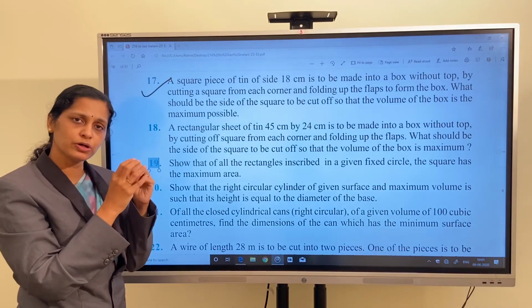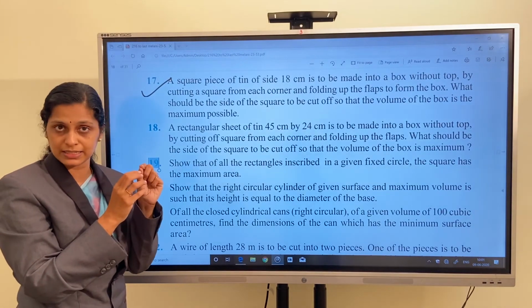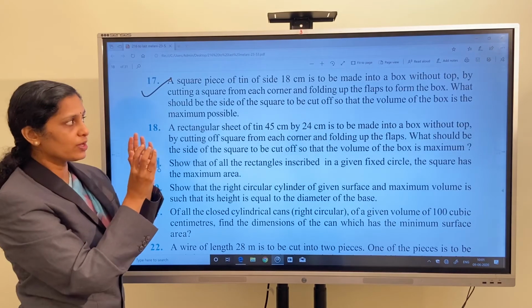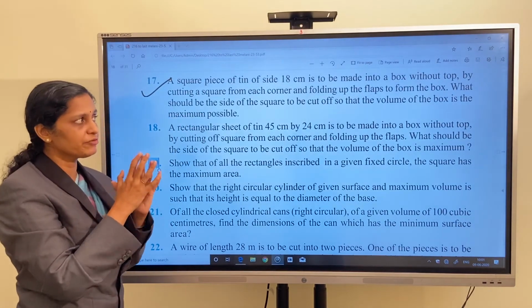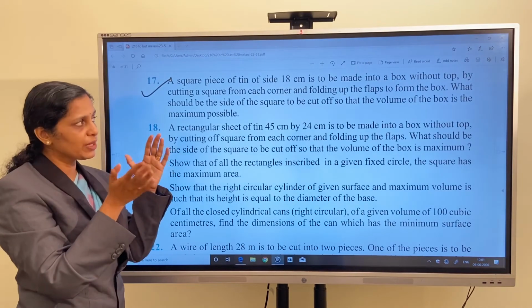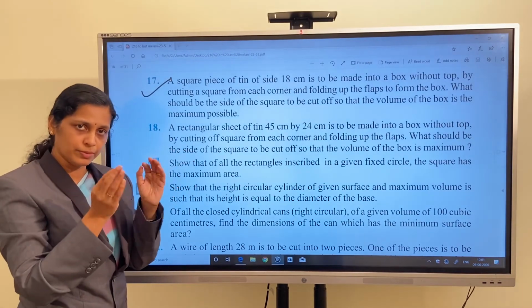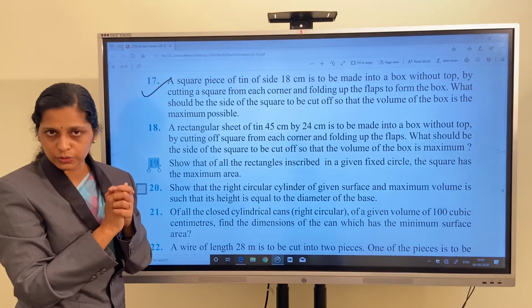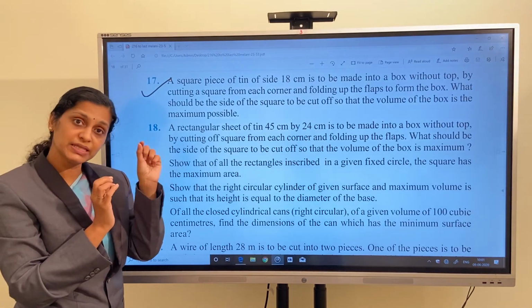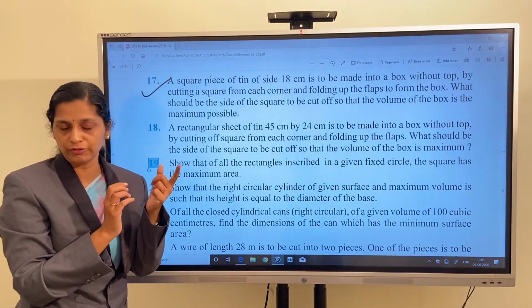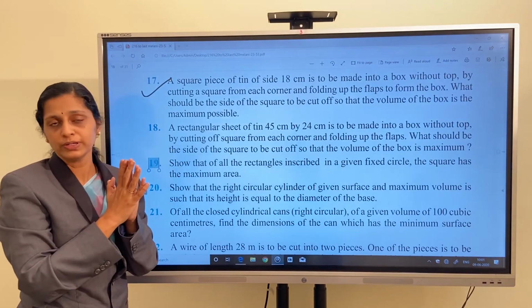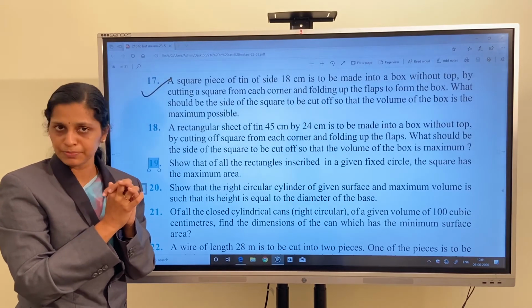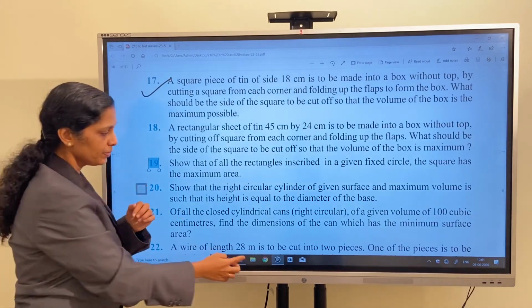And from each corner of that piece, we need to cut a square of some side, we don't know what that is, from each corner. And from the remaining portion we are going to form a box without top. Then what should be the side of the square to be cut off so that the volume of the box so formed is as large as possible? This is the question.